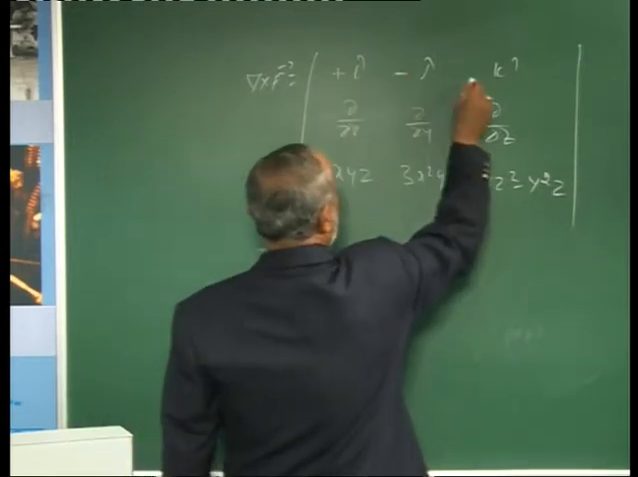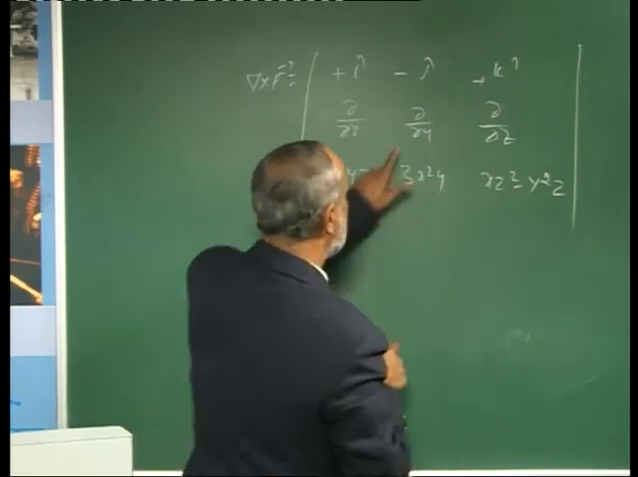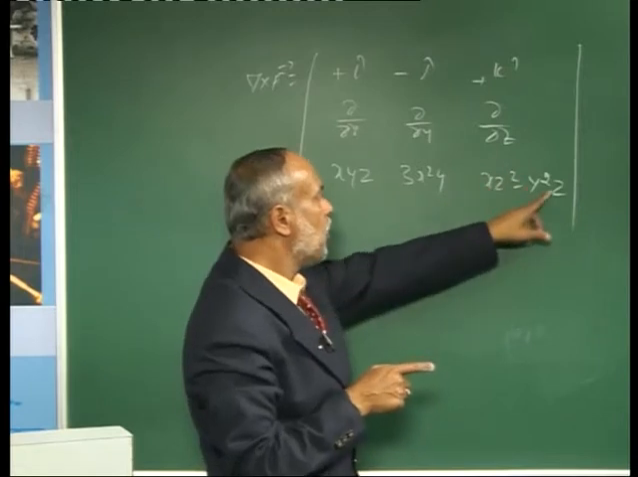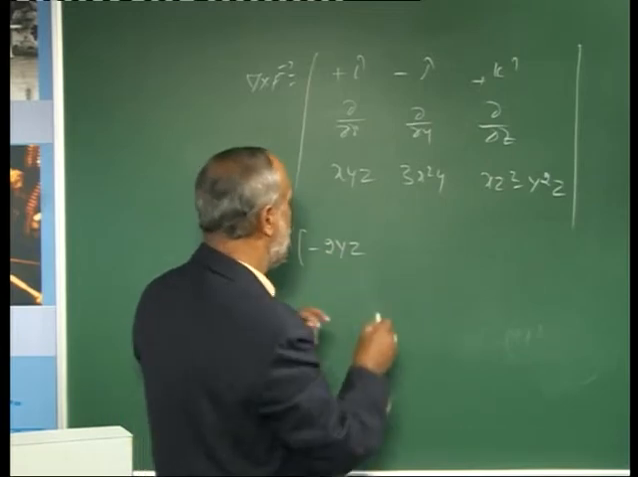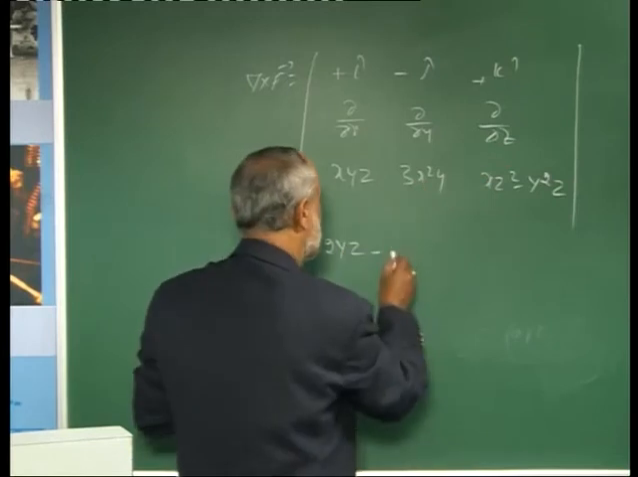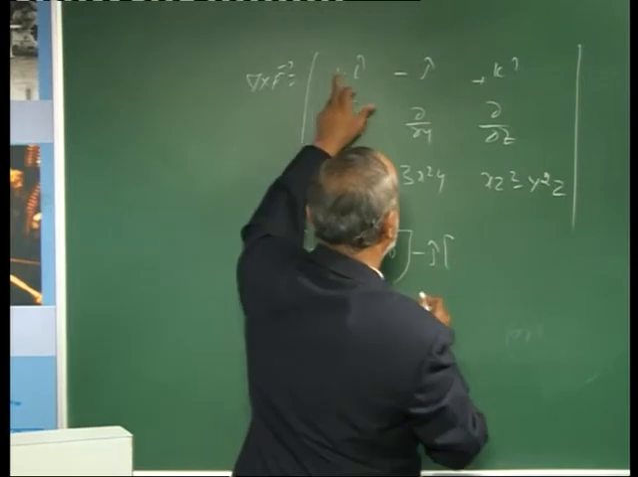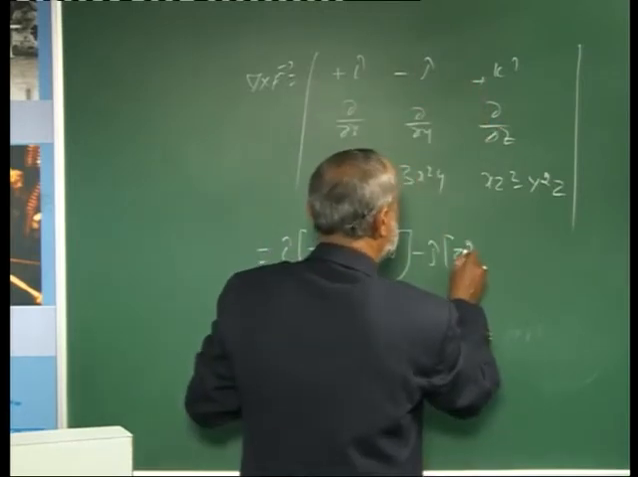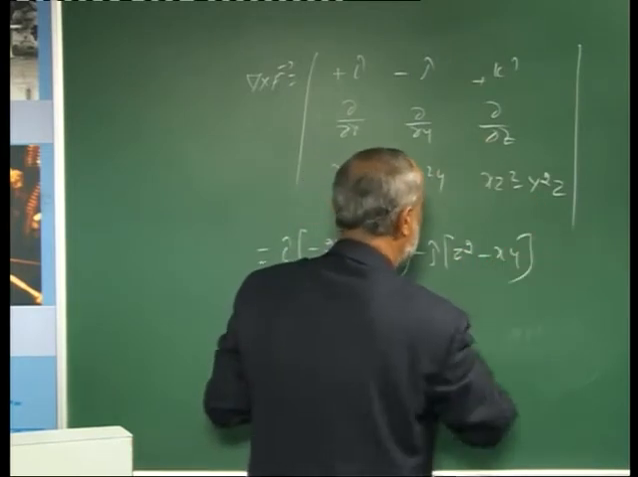This is plus minus plus. For the i vector, you leave the first row and first column. Dou by dou y means differentiating partially with respect to y: xz squared gives 0, minus y squared z differentiation is minus 2yz. Next, minus of dou by dou z, differentiating partially with respect to z, there is no z term, so 0. Next, minus j vector, leave the first row, second column. Dou by dou x of z squared x is z squared, y squared is 0, then dou by dou z is minus xy.